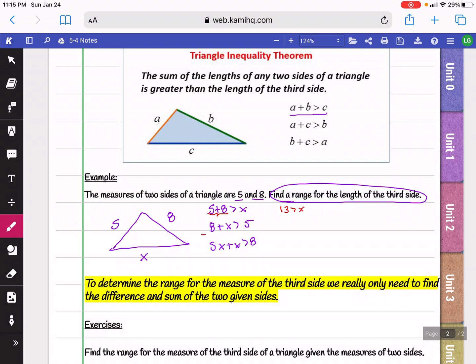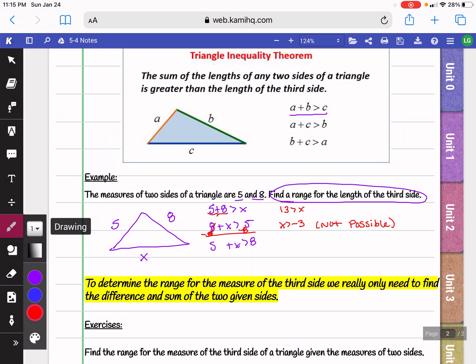If I solve the second one, I'll subtract 8. I get X is greater than negative 3. Remember, we're talking about the sides of a triangle. So this is not possible because it doesn't make sense to have a negative side. For my next one, it should say 5 plus X. So now if I subtract 5, I get X is greater than positive 3.